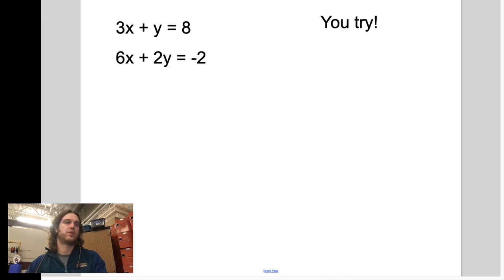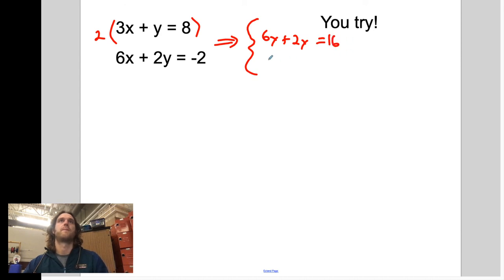All right. And here's another one for you. You can try this one on your own, or wait. So here we go. This one's actually going to be pretty fast. All right, so everything's lined up. We're good to go. We need to multiply the top by 2 to eliminate x, which will result in the system 6x plus 2y equals 16. Okay, and then on the bottom is 6x plus 2y equals -2.